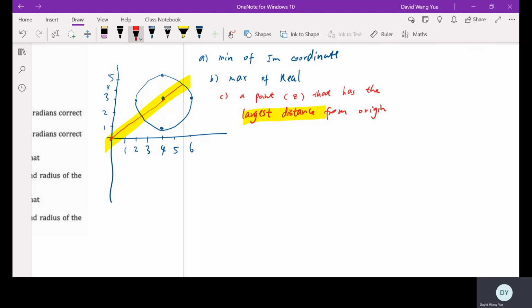And that distance is the distance from the origin to the center, so it's the square root of 4 squared plus 3 squared, and then plus another radius. So that is 5 plus 2, and that is 7. Okay, so from the origin to the center, 5. From the center to this part, 2. 5 plus 2, 7.